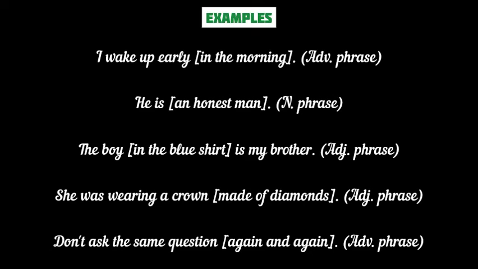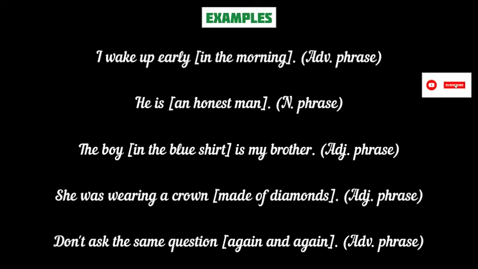"The boy in the blue shirt is my brother." In this sentence, the group of words "in the blue shirt" is an adjective phrase because it describes the noun boy. By itself, the phrase "in the blue shirt" does not make a complete sense, but when used as a part of the sentence, it acts as an adjective.